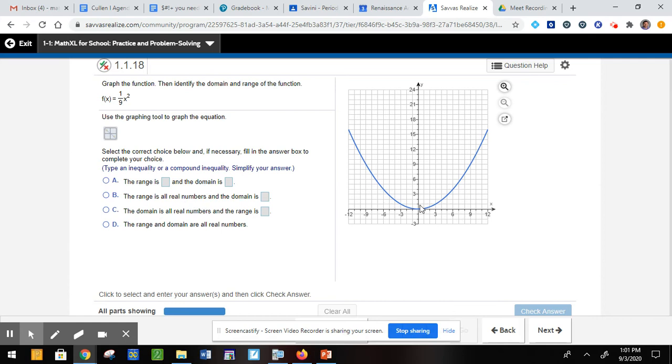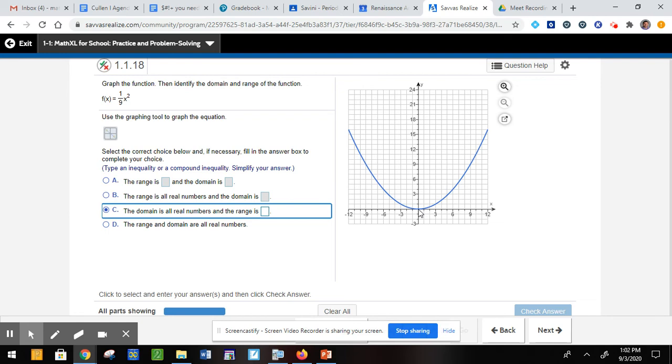Again, the domain for this is all real numbers, and the range is going to be from 0 and up, right? So C is going to be the answer because that's the one that says the domain is all real numbers, and then I can input the range, right? B is saying the range is all real numbers, so I'm not going to type that in. D is saying the range and the domain are all real numbers, and again, the range is not all real numbers, so it can't be D. And then A would be where you would input both, and the domain is all real numbers, so I'm not going to put in an inequality for that, so A is out.